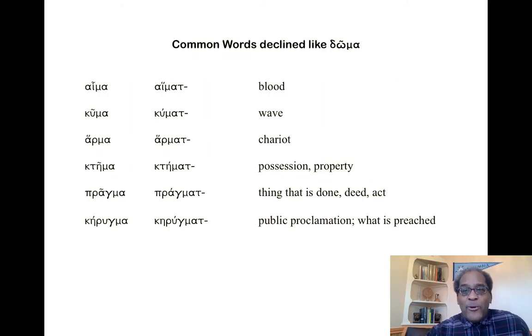Now, very important common words that are declined like δῶμα are haima, blood, kuma, wave, harma, chariot, δέμα, possession or property, like the suitors in the Odyssey are destroying Odysseus's property, pragma, a thing done, an act or deed. You see that all over in Attic. And I included kerugma, a public proclamation, what is preached, which you would see in the New Testament. So these are your most common nouns that are declined like δῶμα: haima, kuma, harma, δέμα, pragma, and kerugma. Okay.